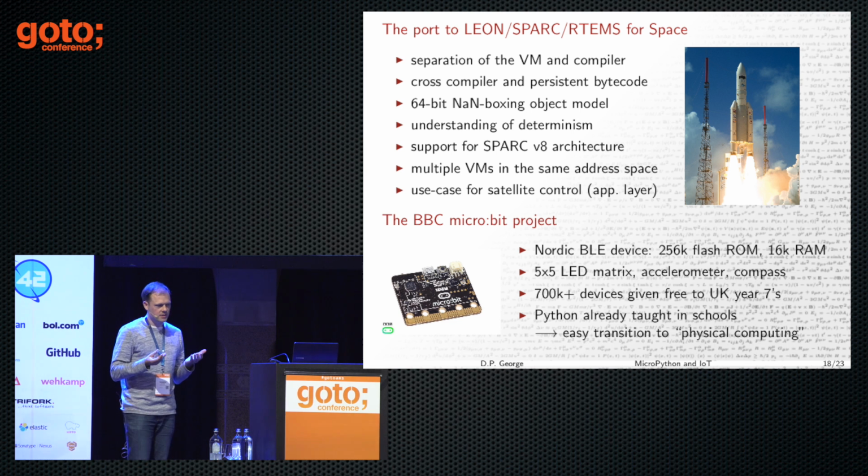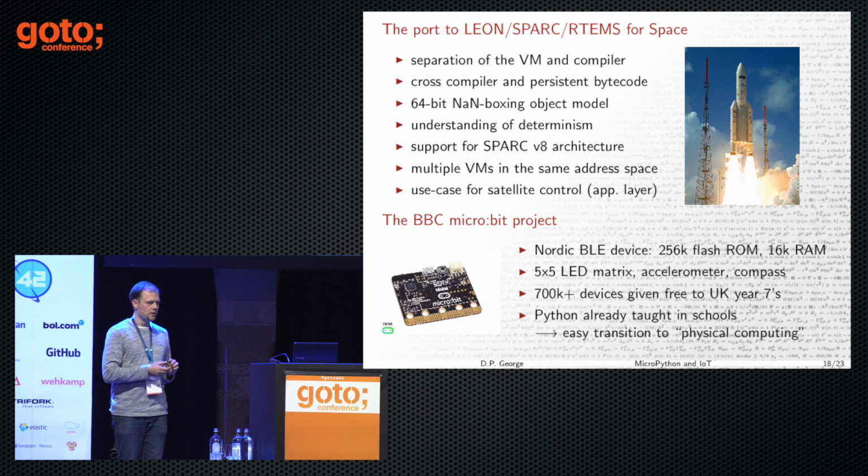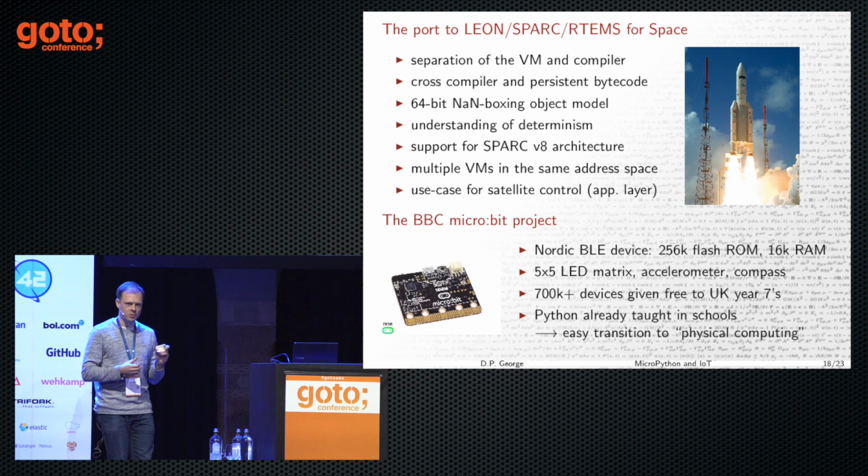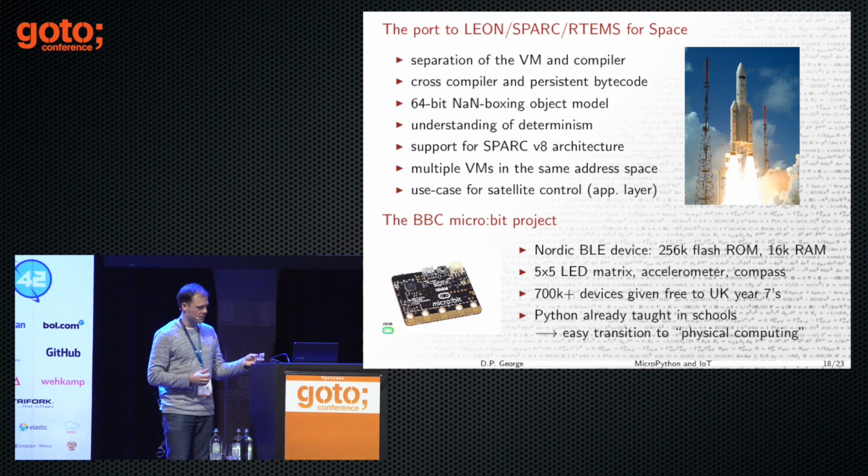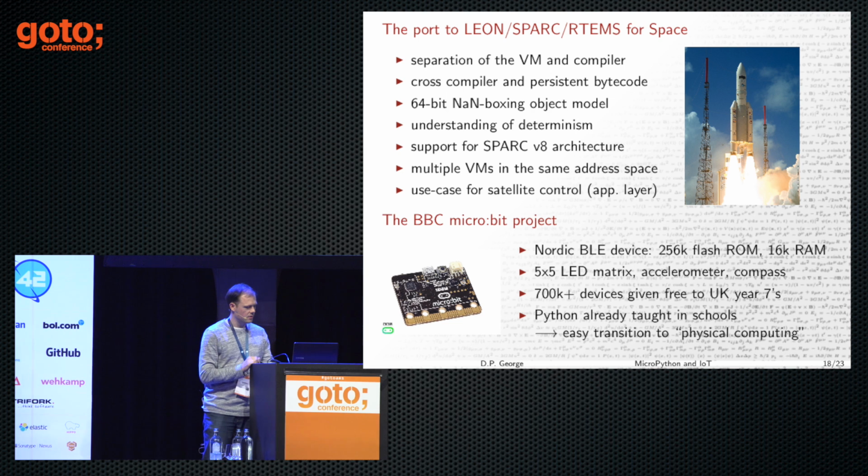So they've given away 700,000 to 800,000 of these to all 11-year-olds in the UK, and the microbit here can run different languages, and MicroPython, or Python via MicroPython, is one of them. So children will be able to learn programming using MicroPython on one of these devices. And we're getting some good feedback there, but there's still a lot more development on that to go.